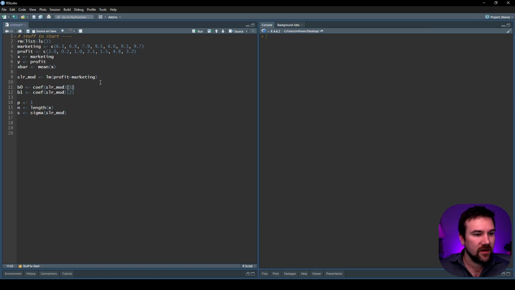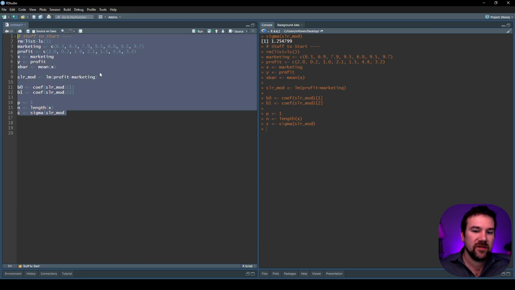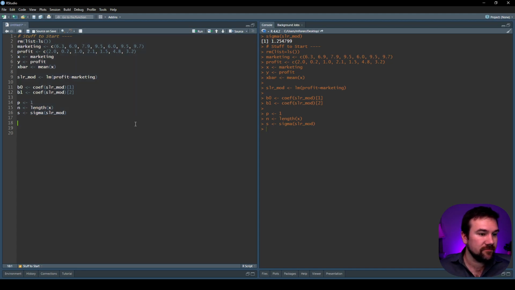I'll have my linear model saved as SLR mod, the intercept and slope, and then I'll have P, N, and S. Remember S, the shortcut built-in way we could do is sigma of SLR mod to find S quickly. I'll be using all of this in my calculations for the prediction and confidence intervals when we get to that point. So all of this is what I need, and once I have all this, I can go on and get started with basic prediction.